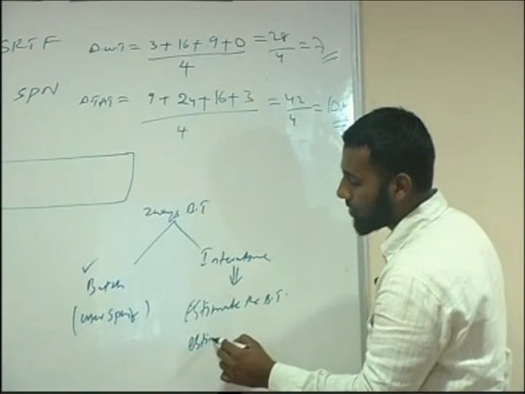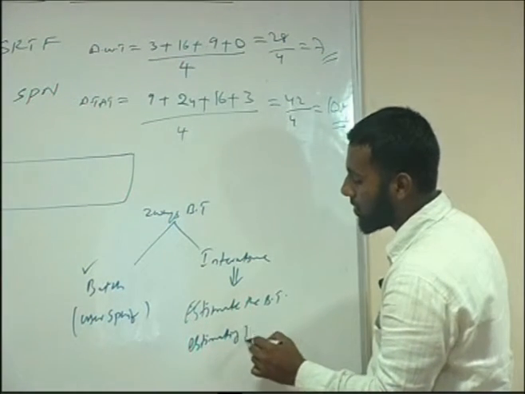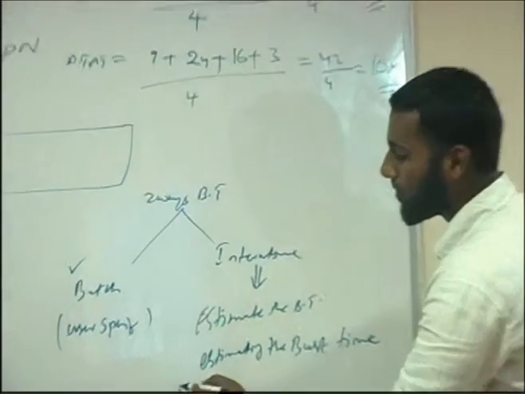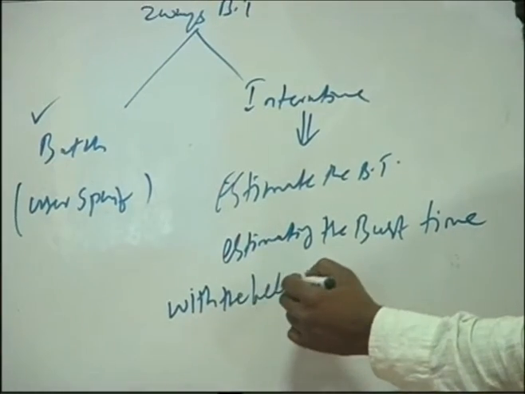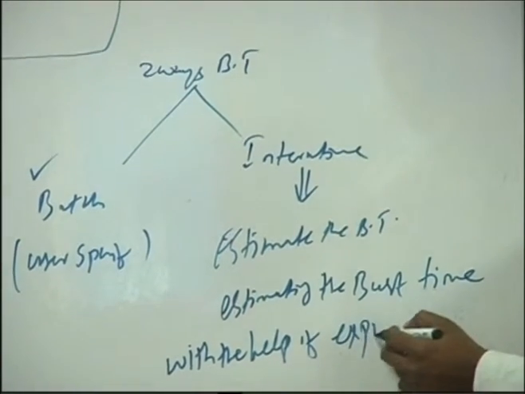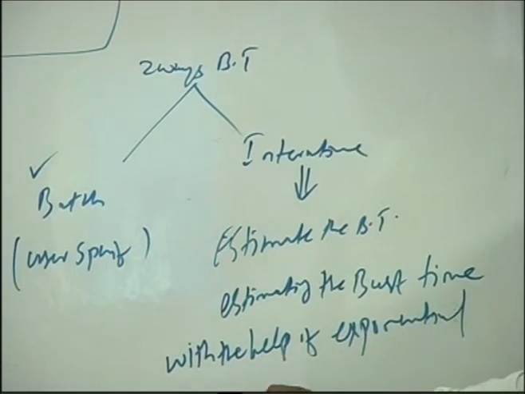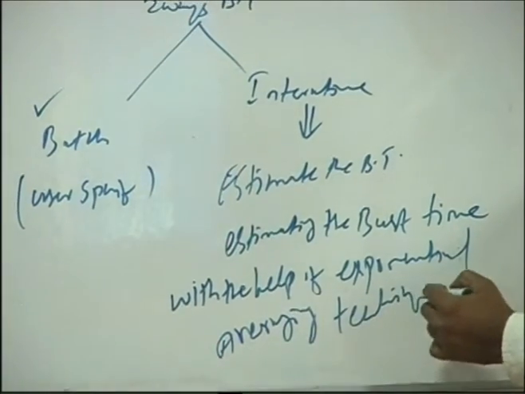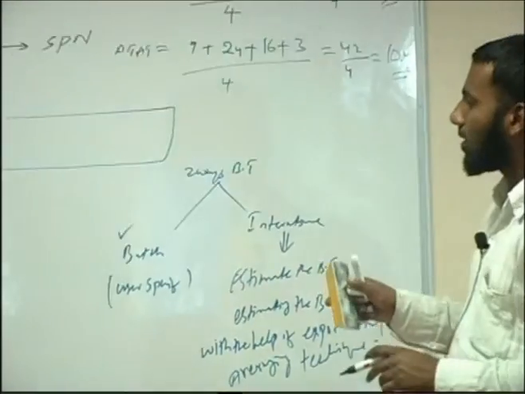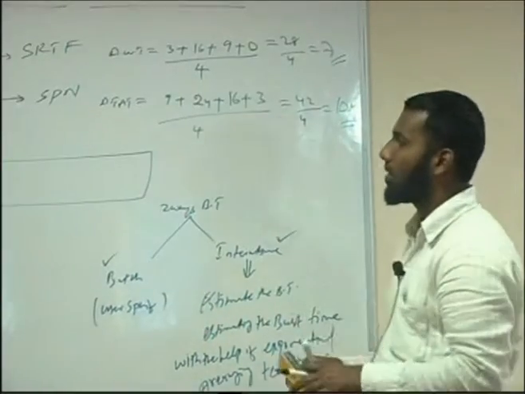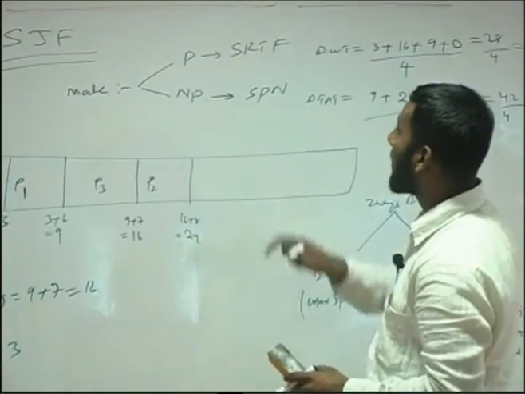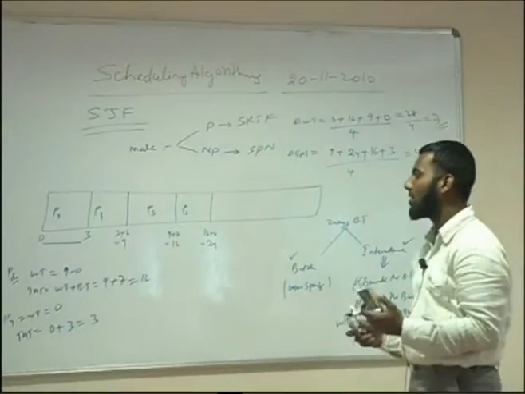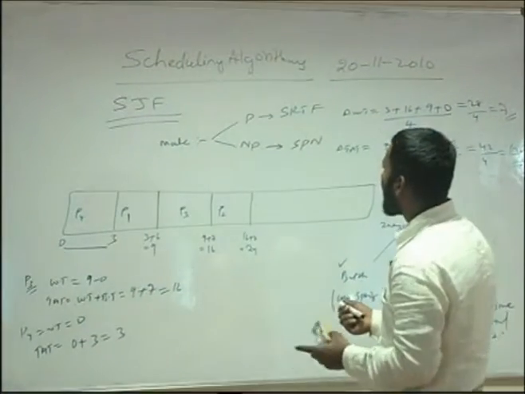Estimating the burst time with the help of exponential averaging technique. Okay. Now, how do we do that? We'll solve one problem on this as well, right? But before we do this, we'll first complete the preemption mode of SJF, which is called shortest remaining time first. Now, let's talk about preemption mode of SJF.